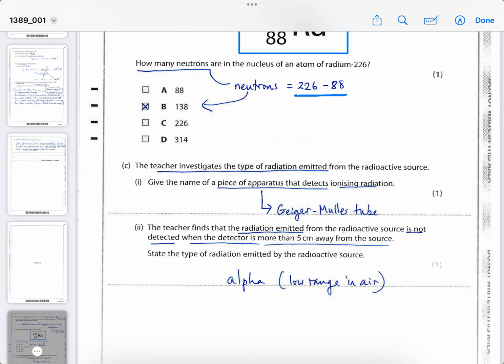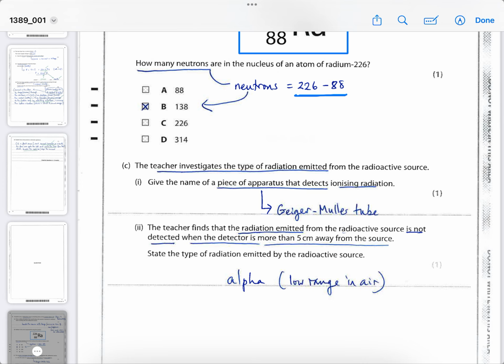atoms, it will ionize the atom, and the ionized atom will turn into an electron and a positive ion, and that can be detected each time that happens. The electron will go to the anode, the positive ion will go to the cathode, and that can be counted using a counter that's attached to the Geiger-Müller tube. Okay, so that's how it works.